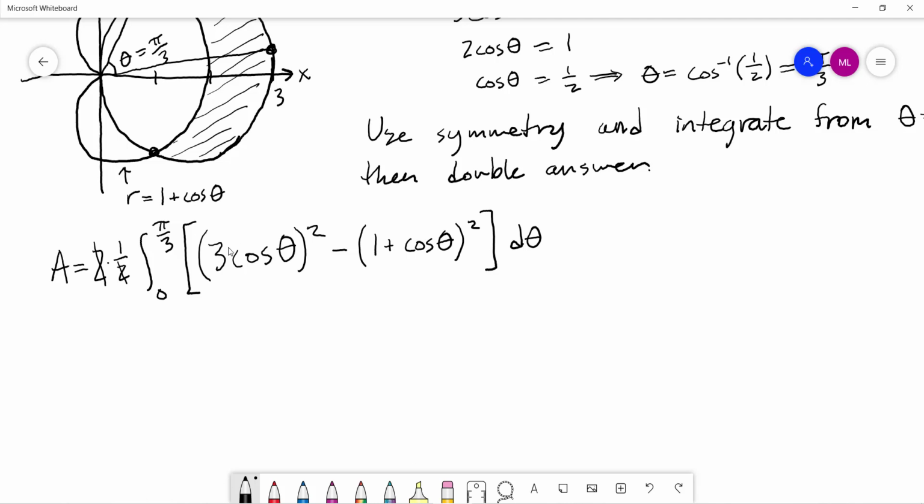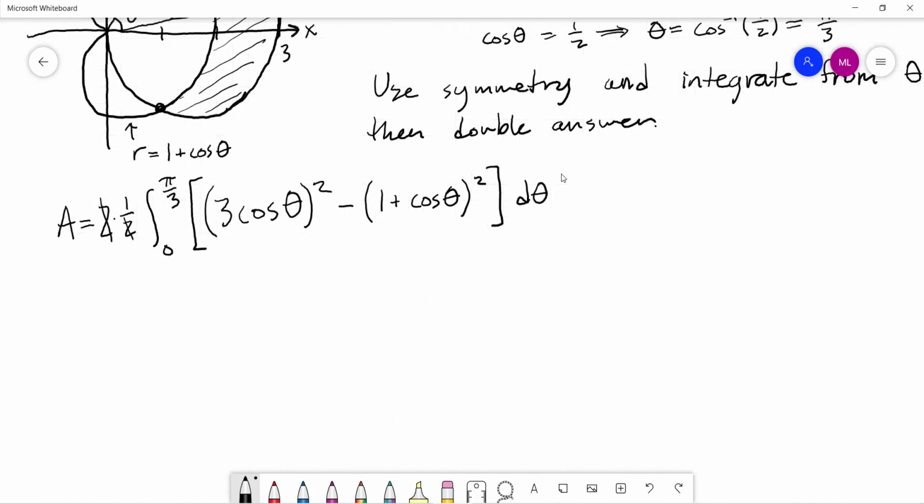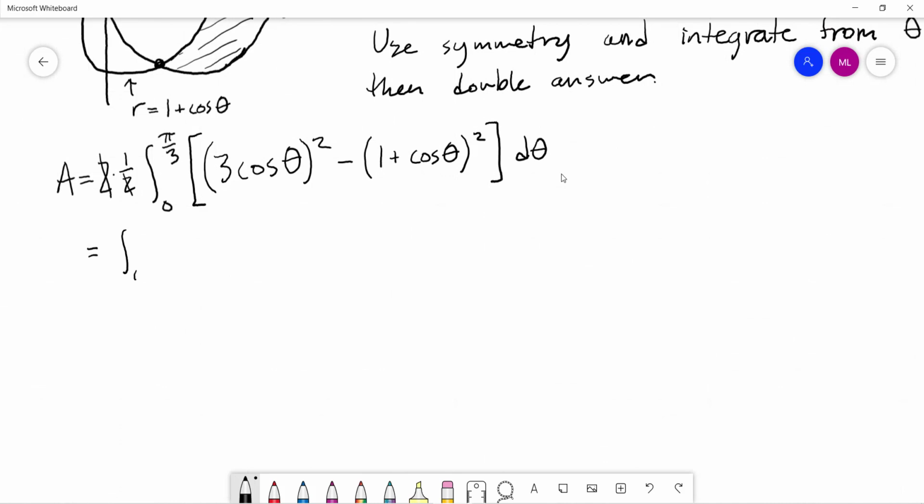So what we'll do is actually go ahead and basically FOIL these out, and then we will collect like terms, try to simplify, and then integrate from there. So the 1/2 and the 2 canceled, so I'm just left with the integral from 0 to pi over 3. This first term when I squared is 9 cosine squared of theta. The next term I'll have minus, let me put it all in parentheses and we'll distribute that through. So this times itself is 1 plus 2 cosine of theta plus cosine squared of theta d theta.